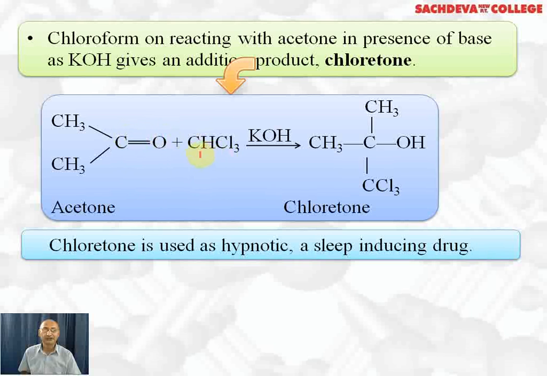Chloroform breaks down into H positive and CCl3 negative. H positive will attack this oxygen negative to form OH, and CCl3 will attack this carbon and get attached to this. This compound is chloretone. This chloroform facilitates the reaction. It helps to take out the H ion from chloroform, which attacks this oxygen.